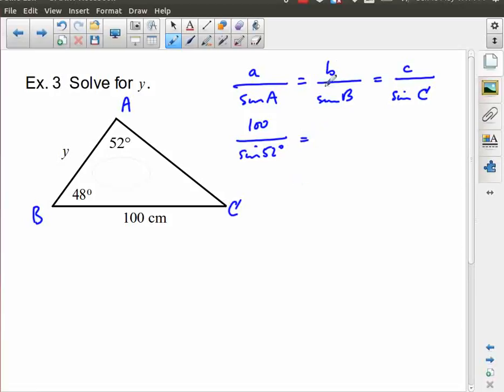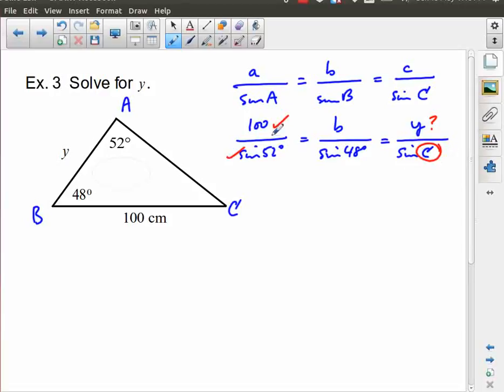Equals b. Do I have the side b? I do not have the side b, so I just label that as b. Sine of the angle b. Do I have that? Yes, I do. That's the sine of 48 degrees, equals c. The side c is the variable y. That's what I'm looking for. And the angle c is unfortunately unknown. So this is what I want, but I don't have this.